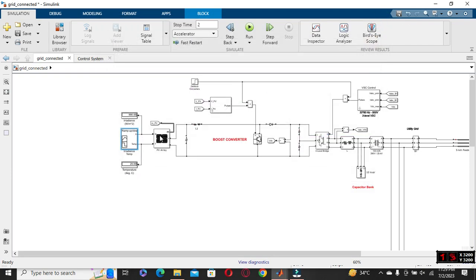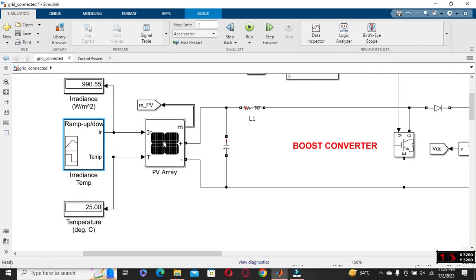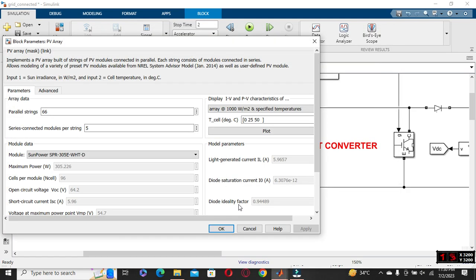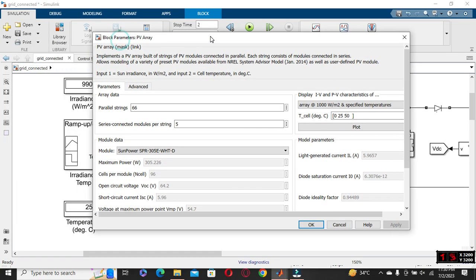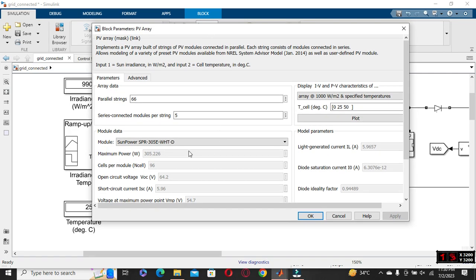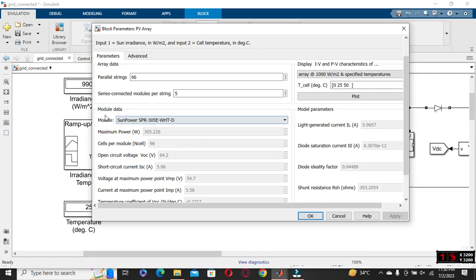In the next section we will discuss the PV array. The total solar panel is designed for 100 kilowatts, so we have to choose the value of the solar panels accordingly. We know that we have to connect the solar panels with a grid connection. So we will select the solar panel module here.